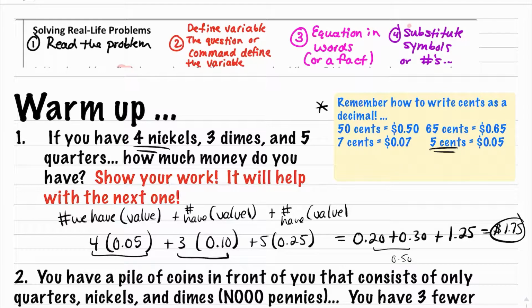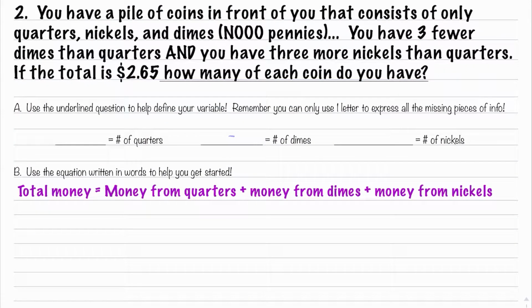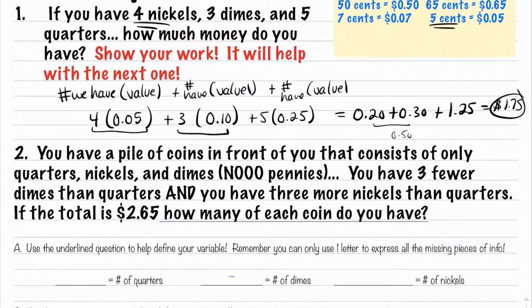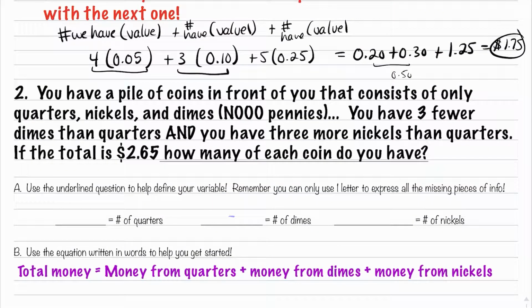The first step is always obviously read the problem. If we have a pile of coins in front of us that consist of only quarters, nickels, and dimes, so there's no pennies, very similar to what we had in number 1, we have some change. But they tell us we have 3 fewer dimes than quarters, and we have 3 more nickels than we do quarters. If the total was $2.65, how many of each coin do we have?